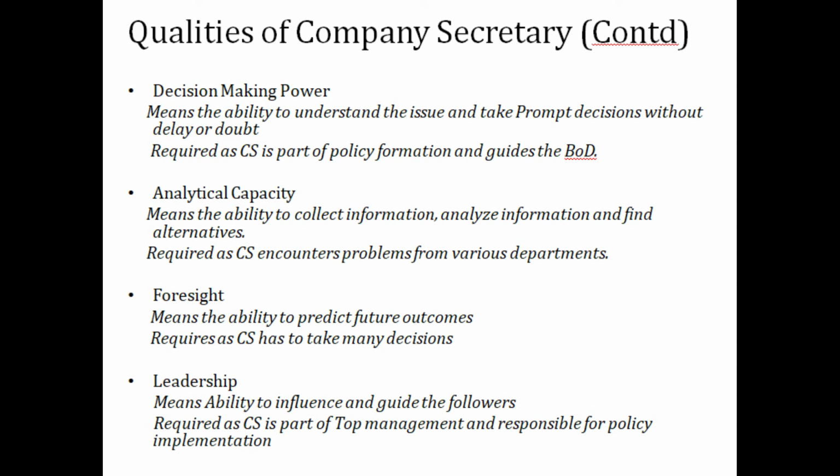Leadership is the ability of the person to influence and guide his followers. Now, because CS is part of the top management, his followers will be the middle management and lower management. They are looking up to him for policy formation, for policy implementation. So he should have various leadership skills like initiative, confidence, cooperation, etc. All these skills will influence the followers and encourage them to cooperate.